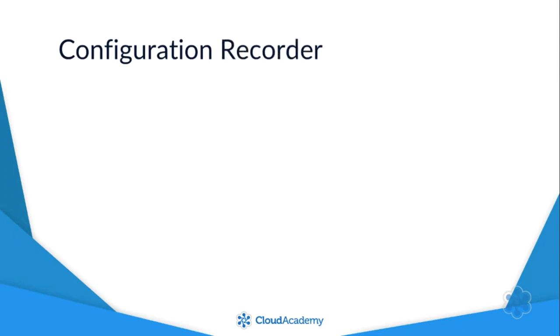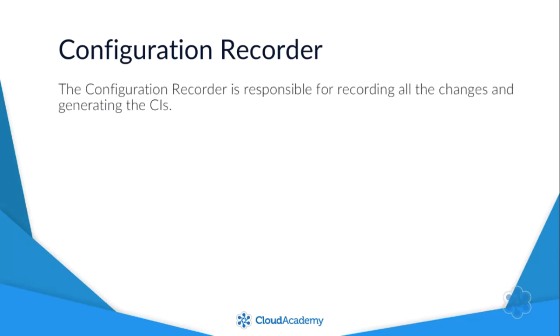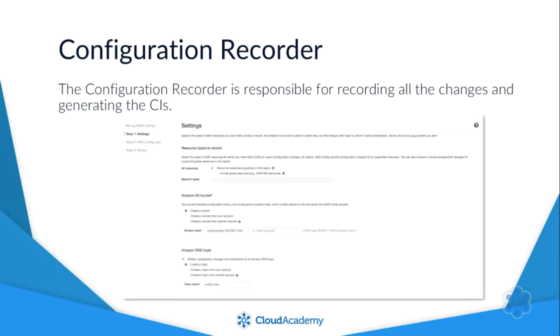Now let's take a look at the configuration recorder. So this component of AWS Config can be seen as the engine of the service. This element is responsible for recording all of the changes to the supported resources within your account and generating the configuration items. By default, the configuration recorder is automatically enabled and started when you first configure AWS Config. However, it is something that you can stop and then restart again at a later point. When you stop it, AWS Config will no longer track and record changes to your supported resources.